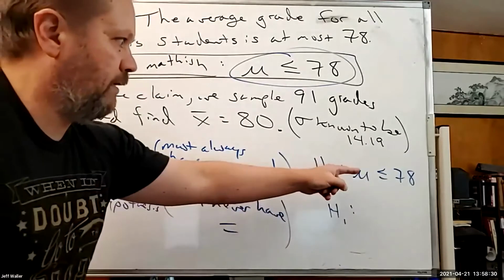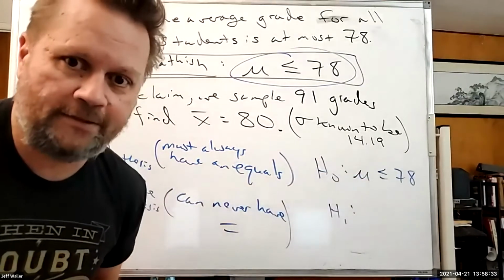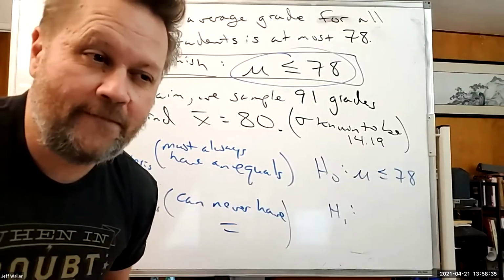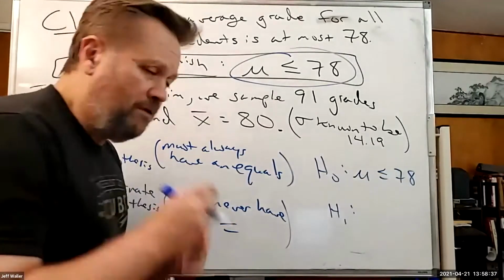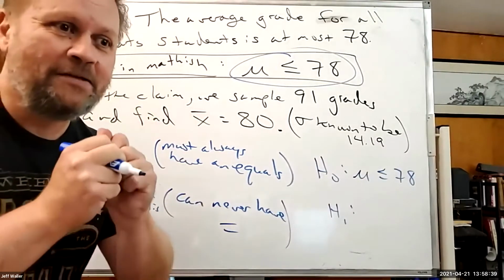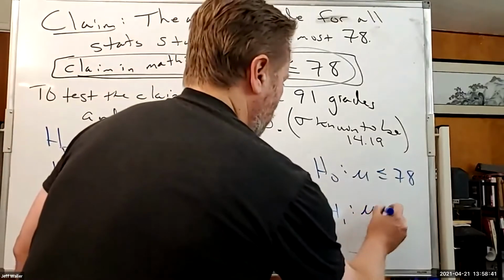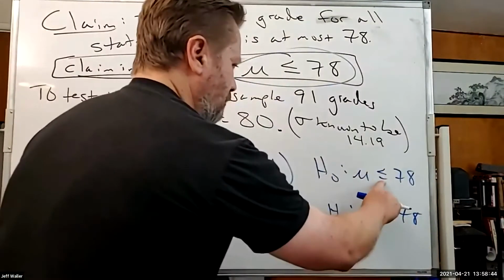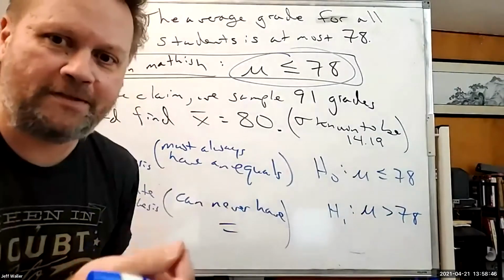What's the opposite of less than or equal to 78? Greater than or equal to 78? Oh, so close. Or greater than 78? Yeah, it can't have an equal sign, and that already has an equal, so that can't have an equals and be the opposite.